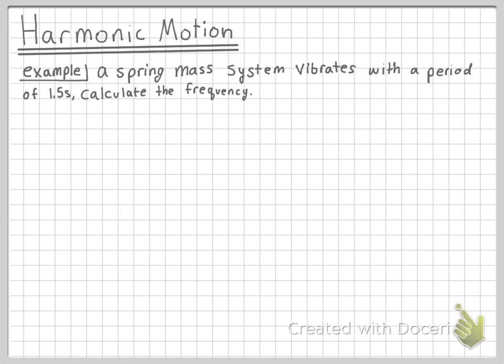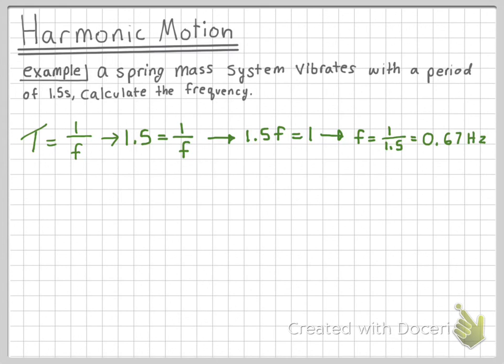So let's do a little example here. A spring mass system vibrates with a period of 1.5 seconds, and we want to calculate the frequency. So we know we have this relationship between the period and the frequency. So we can plug in 1.5 for the period, and then we can continue to solve for the frequency, which is 0.67 hertz.